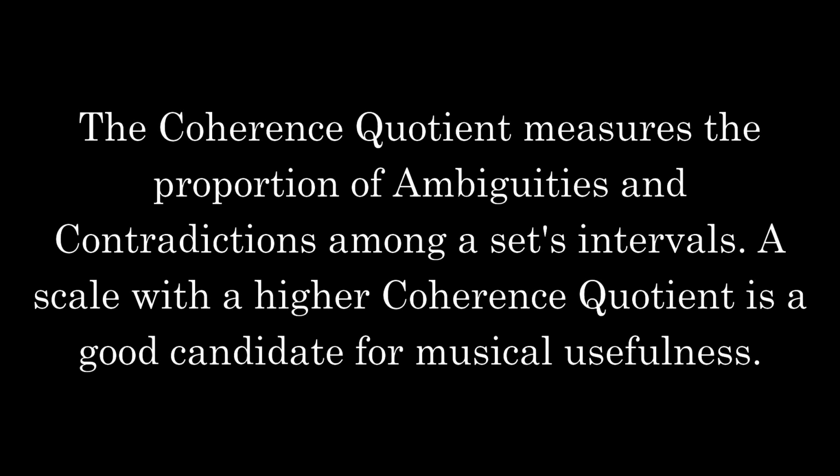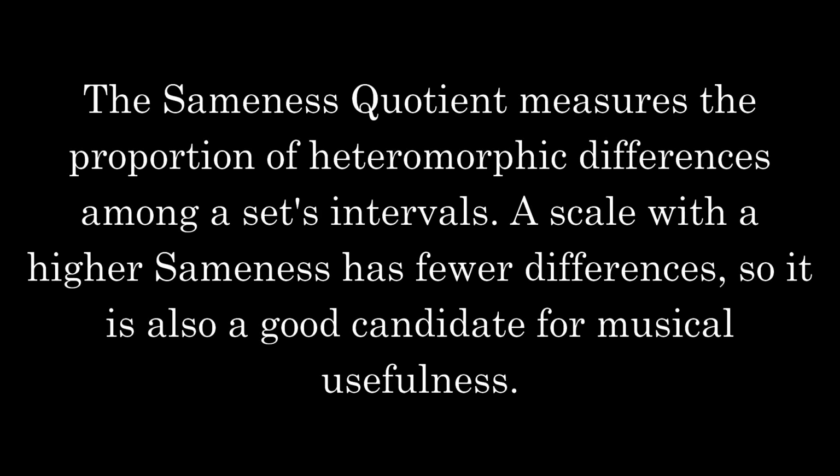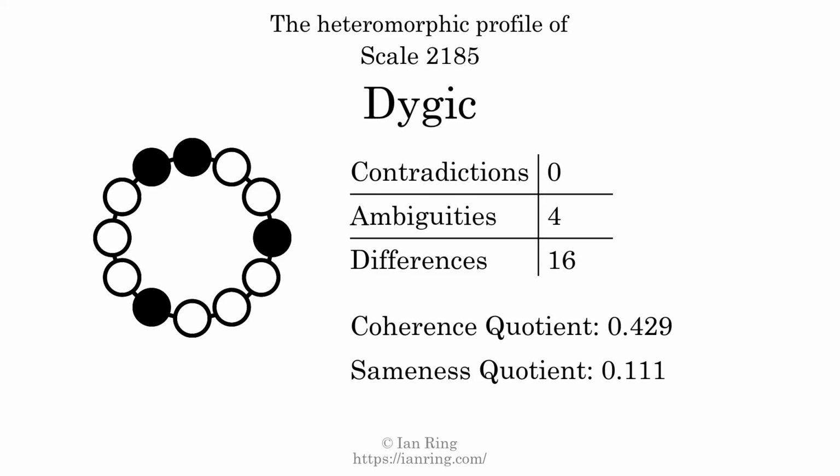The coherence quotient measures the proportion of ambiguities and contradictions among a set's intervals. A scale with a higher coherence quotient is a good candidate for musical usefulness. The coherence quotient is 0.429. The sameness quotient measures the proportion of heteromorphic differences among a set's intervals. A scale with a higher sameness has fewer differences, so it is also a good candidate for musical usefulness. The sameness quotient is 0.111.